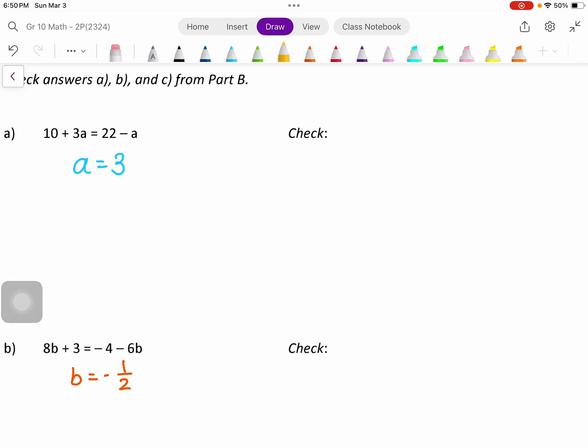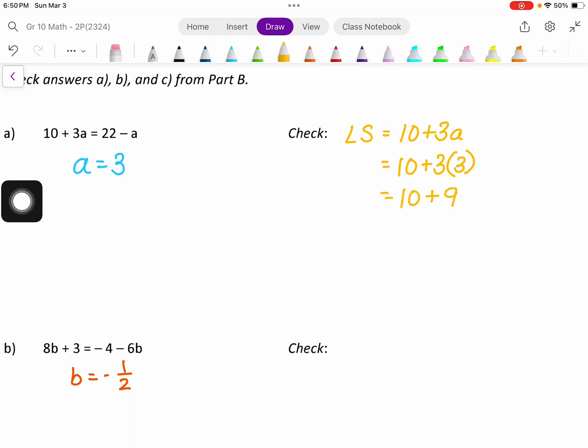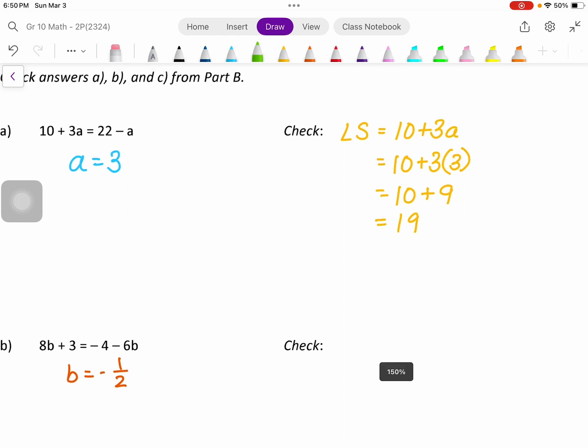So I'm going to pick the left side of my equation first. That's 10 plus 3a. And I'm going to substitute in a 3 for the a. So I'm going to replace the a with a 3. So 10 plus 3 times, and then I'm replacing the a with a 3 from over here. 3 times 3 is 9, and 10 plus 9 is 19. So our left side equals 19. If our right side also equals 19, then we have solved correctly, and a is equal to 3.